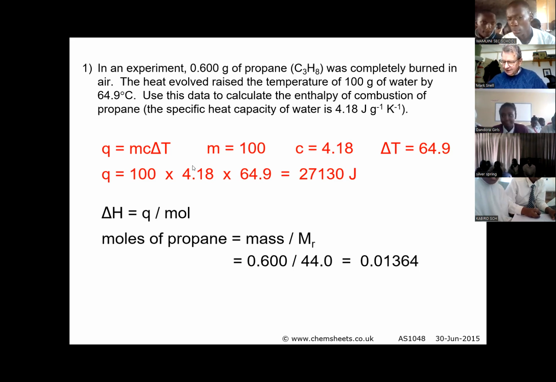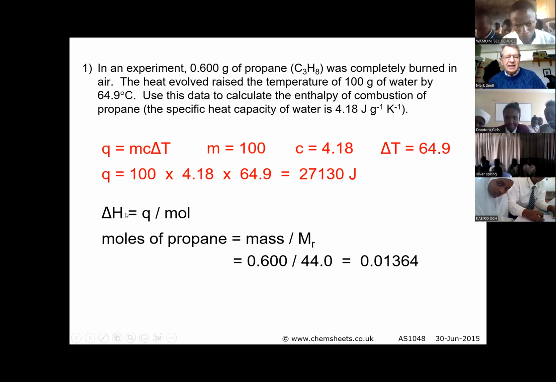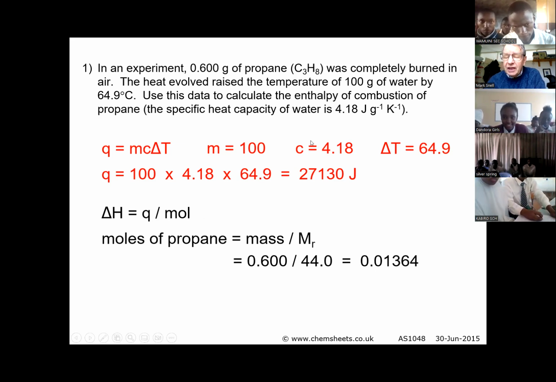So 0.6 divided by 44 is 0.0136363636, and so on, which has been approximated to 0.01364. This is the bit which people get confused over. Delta H is Q over the moles, Q over N. So it's the Q, which is the total amount of heat taken in by the water, divided by the moles of whatever it was that heated up the water.